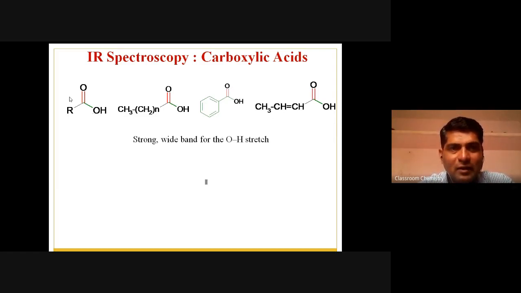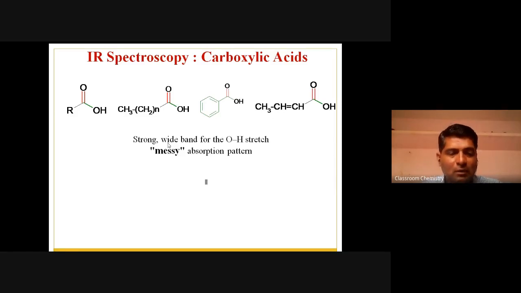Okay, so that makes the last difference in the IR spectra. So what is that difference? That we are going to see. So always remember the OH peak is strong and wide band. It's wide band. Remember this word, wide band. Because of this wide band, the IR spectra of acid compound is quite messy. Means it's hard to define the IR spectra.